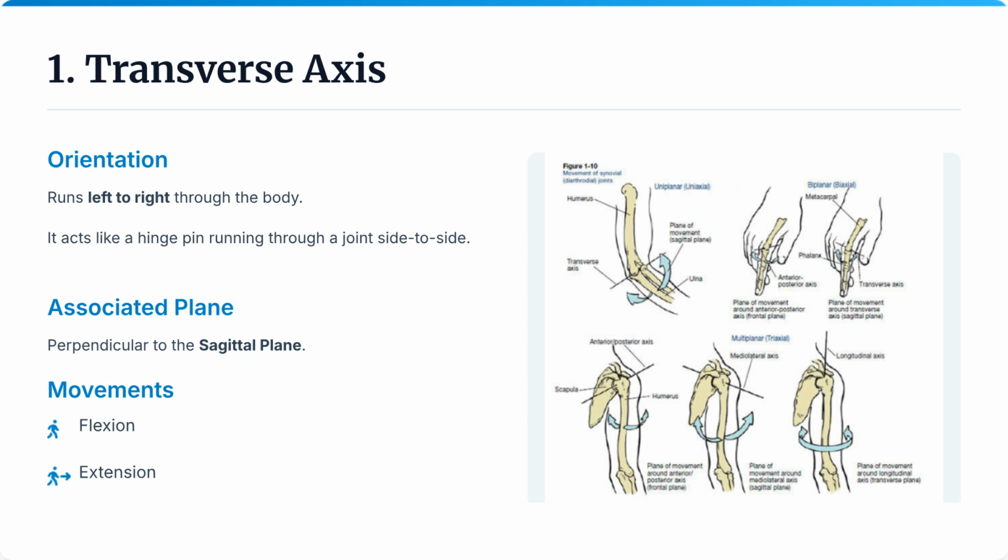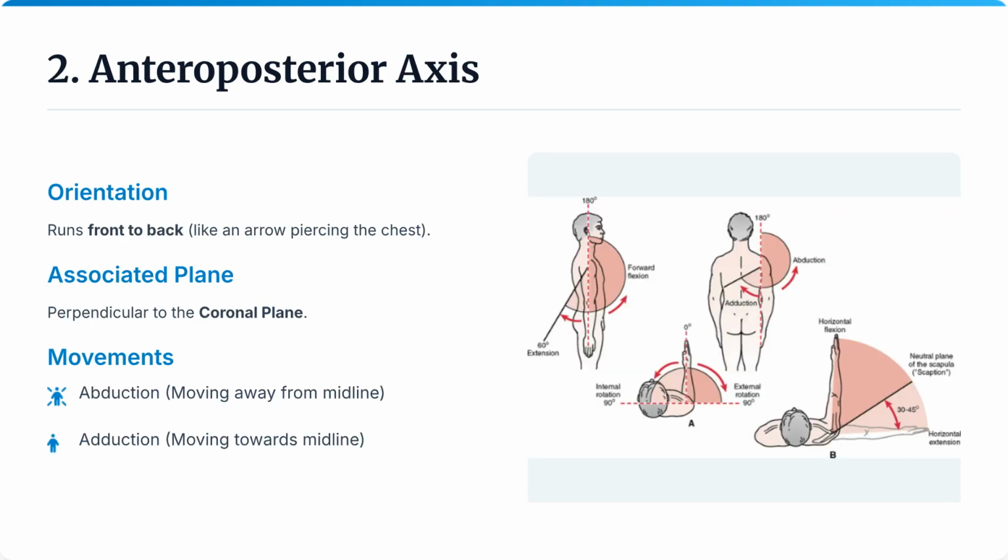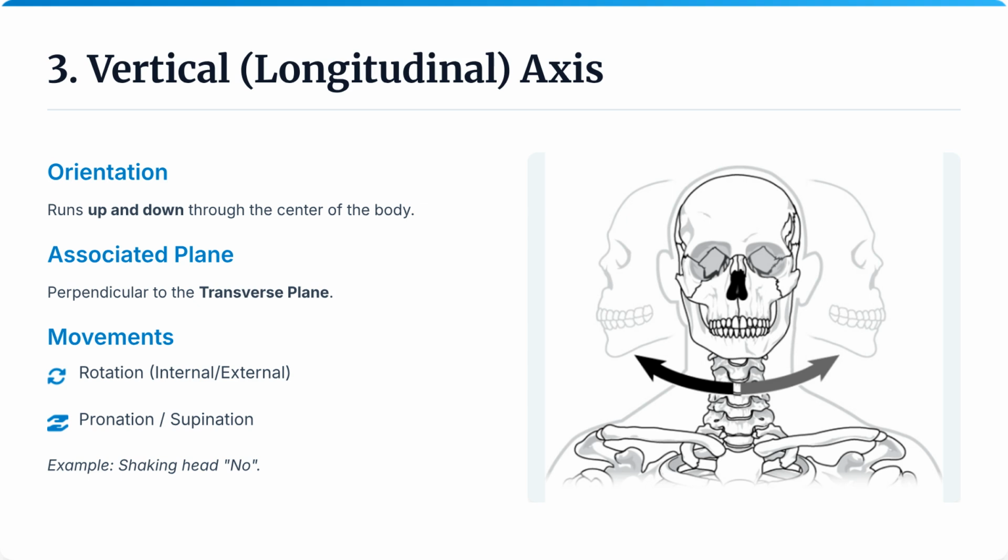The transverse axis runs left to right, acting like a hinge pin through a joint. It is perpendicular to the sagittal plane and facilitates movements of flexion and extension. The anteroposterior axis runs front to back, perpendicular to the coronal plane. This axis allows for abduction, moving away from the midline, and adduction, moving towards the midline. The vertical or longitudinal axis runs up and down through the center of the body. It is perpendicular to the transverse plane and facilitates movements like rotation, pronation, and supination.